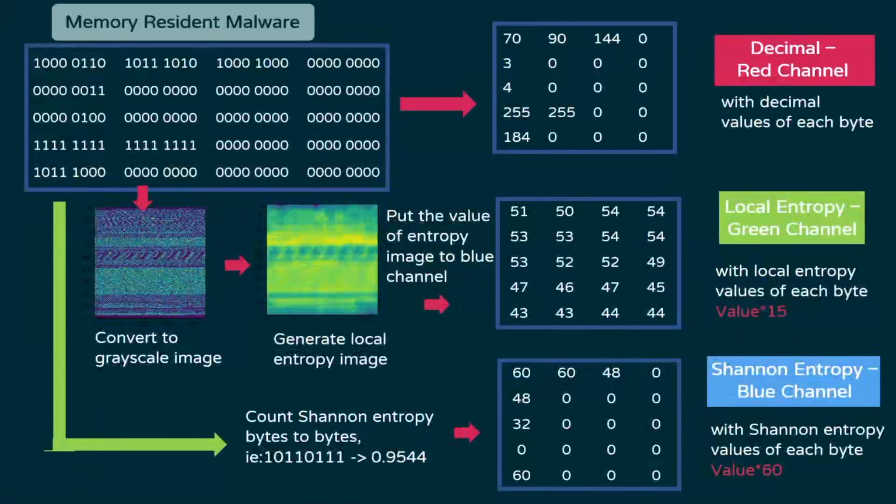This is a schematic diagram of how we generate the RGB image. The red channel and blue channel can directly come from binary values. The channel entropy values are between 0 and 1, so we multiply the channel entropy value by 60 to increase the influence of the channel. The green channel is the local entropy value of the image. We first convert the binary to a grayscale image and generate a local entropy image, and put each byte value of the entropy image into the green channel. We also multiply the local entropy value by 50 to increase the influence.